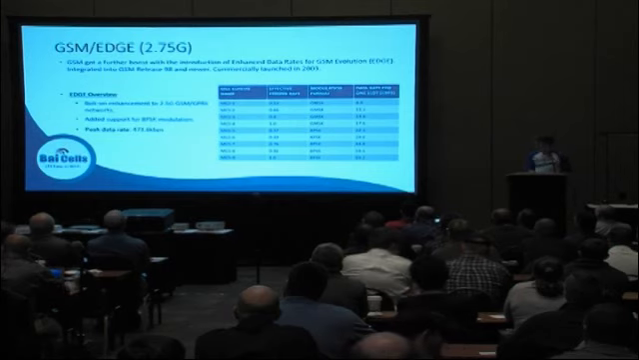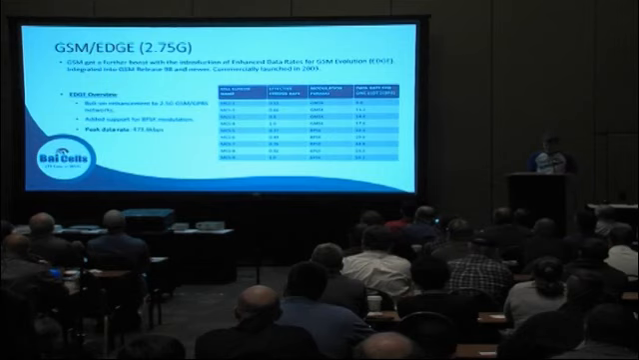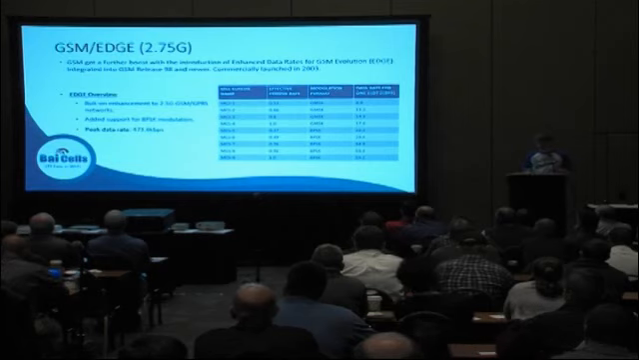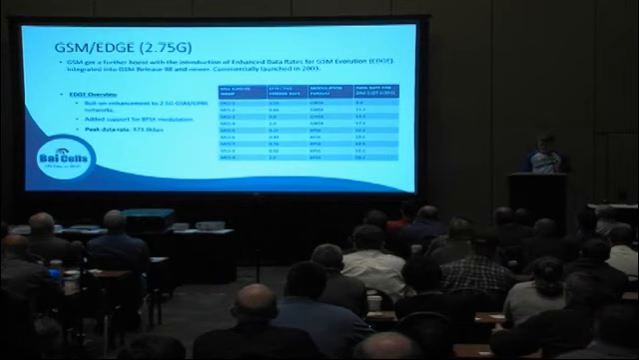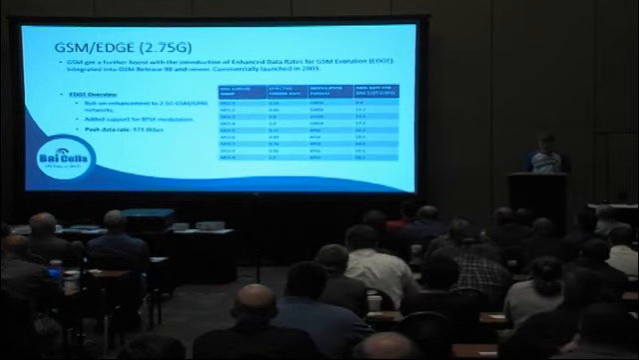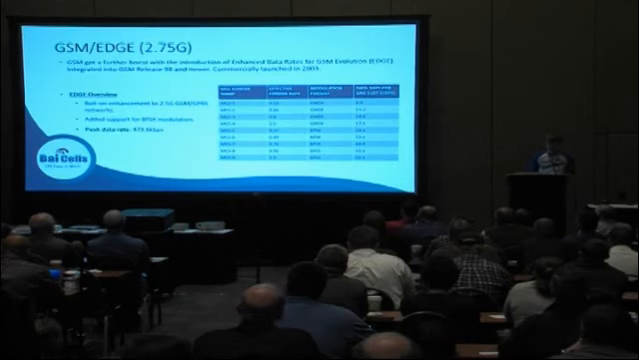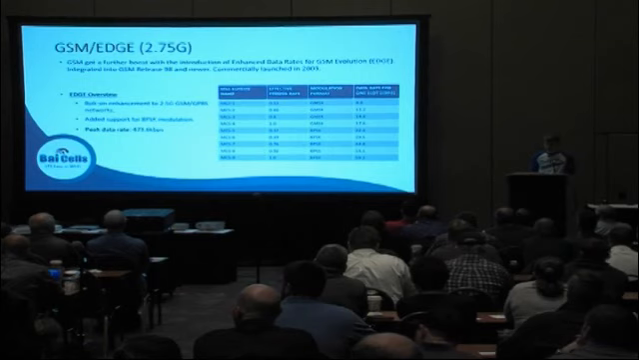Finally, they introduced more MCS levels to get better data rates. The peak data shown here assumes they're getting full airtime. If all 8 slots were assigned for a full second, they'd get 473 kilobits per second. But realistically, it was more like dial-up or worse.